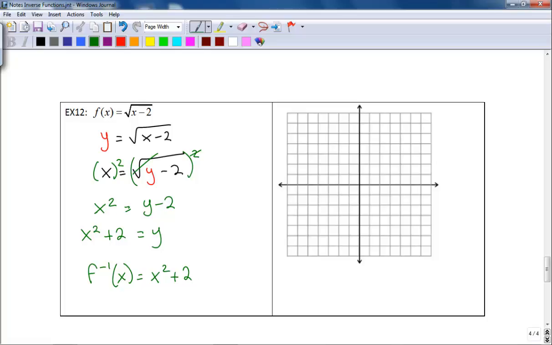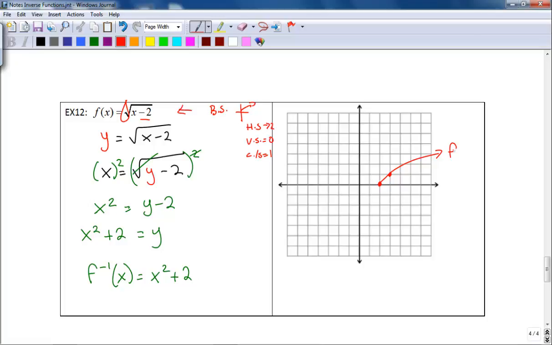Let's graph both of these. Start with f of x. The basic shape for that is half of that sideways parabola. Its horizontal shift is right 2. It does not have a vertical shift, and the compression stretch is equal to 1. So right 2, and this one was up 1 over 1. So this is the graph of f.